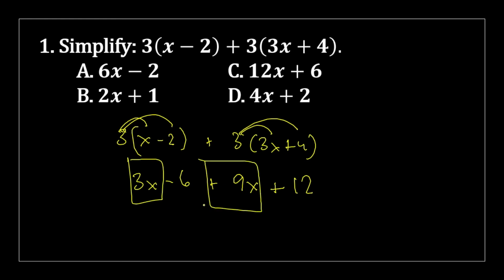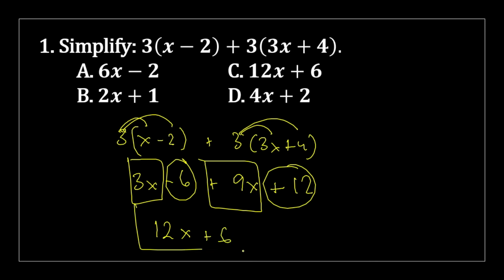So this will be 12x and this will be positive 6. So our answer is 12x plus 6. And that is letter C.